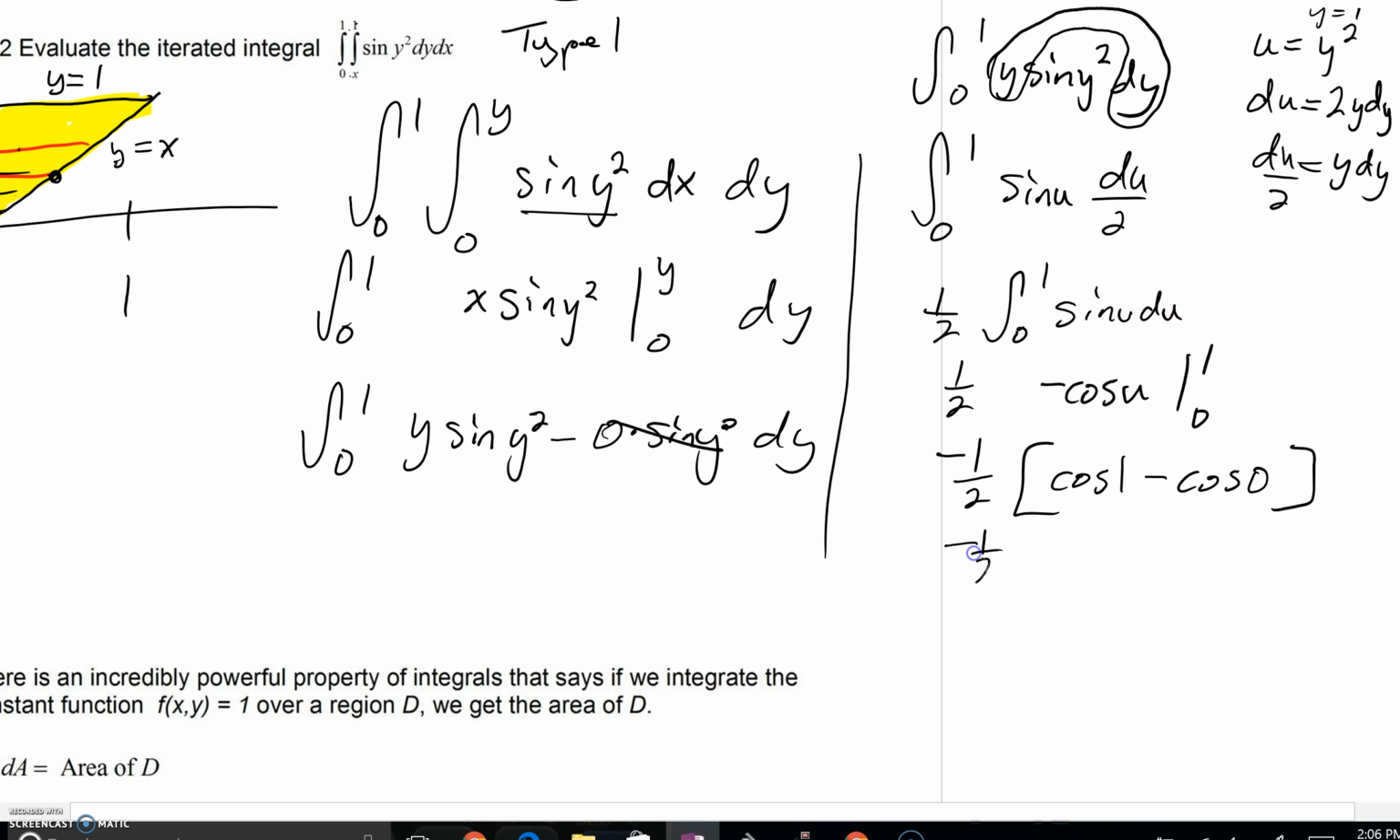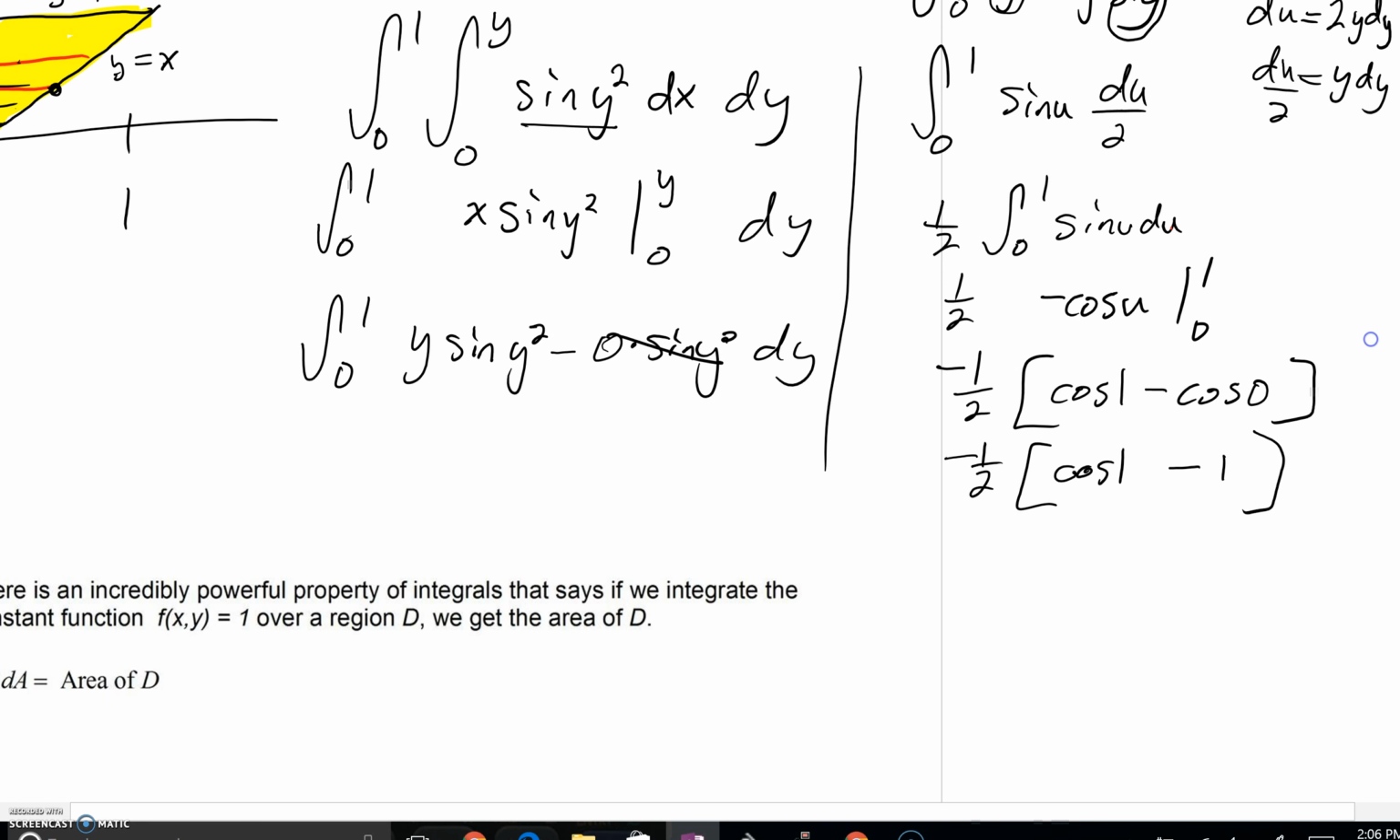Cosine of 1, we don't know what that is. However, the cosine of 0 is actually a 1. Now we can distribute that negative in and change our boundaries around here. This would become a negative cosine of 1 and a plus 1. Then divide by 2. That might be the nicest, easiest way to write the problem out.